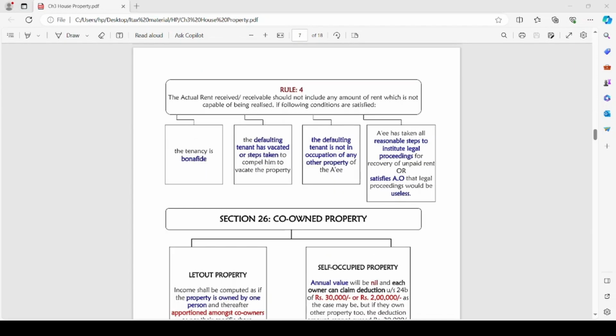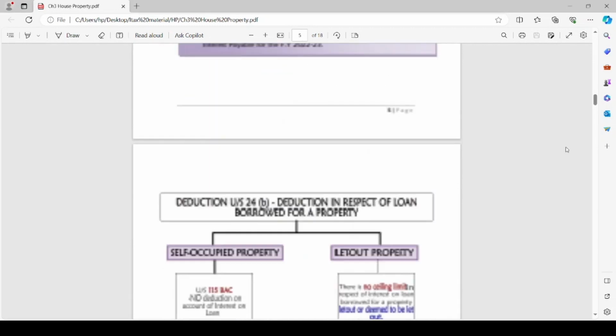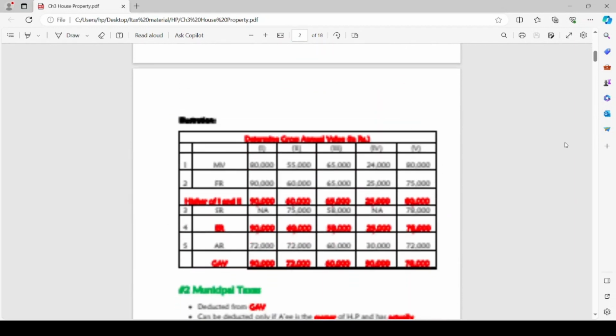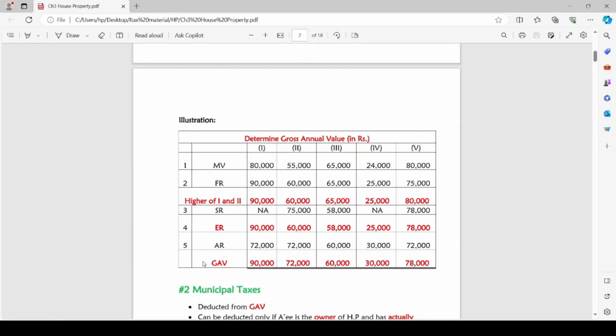Now let us discuss Rule 4. Rule 4 pertains to actual rent received or receivable. It states that the actual rent received or receivable should not include any amount of rent which is not capable of being realized. While computing gross annual value, we consider the higher of expected rent or actual rent as gross annual value.